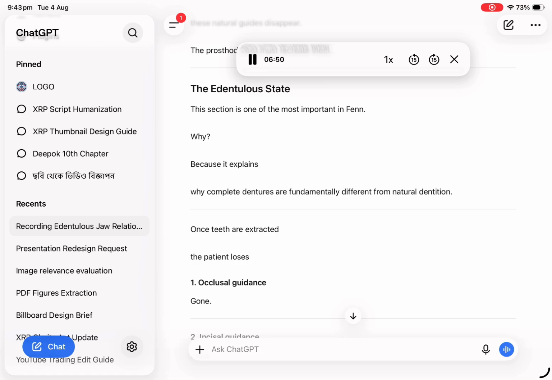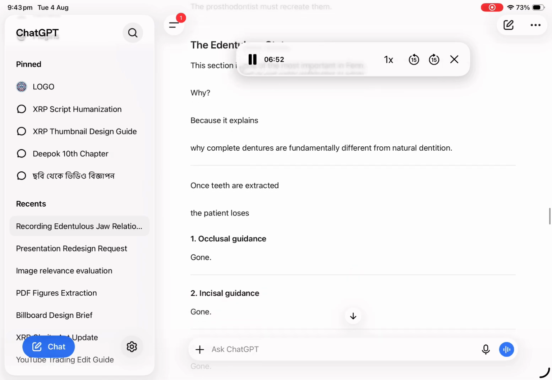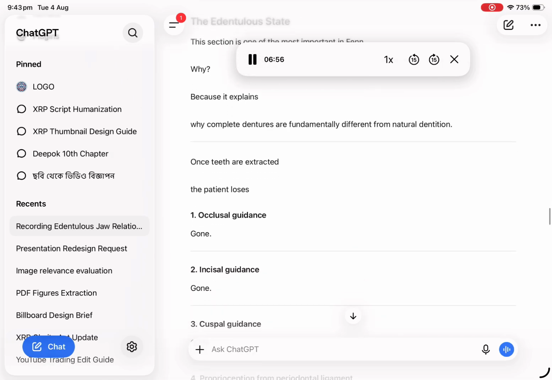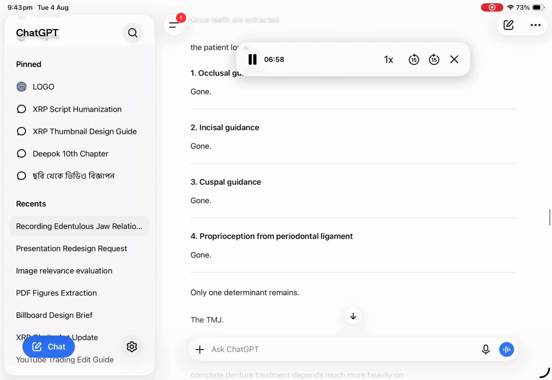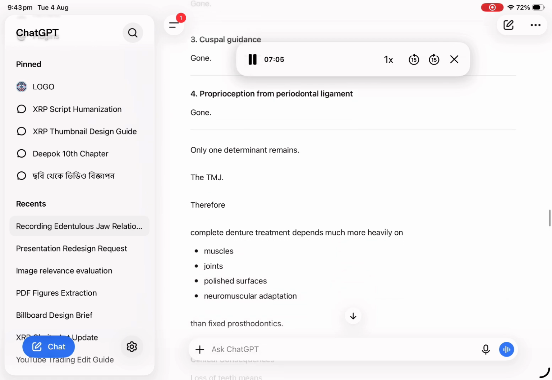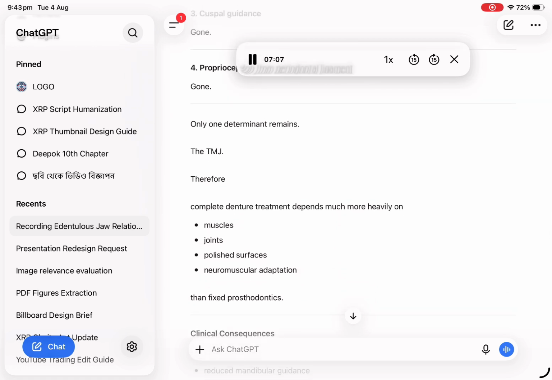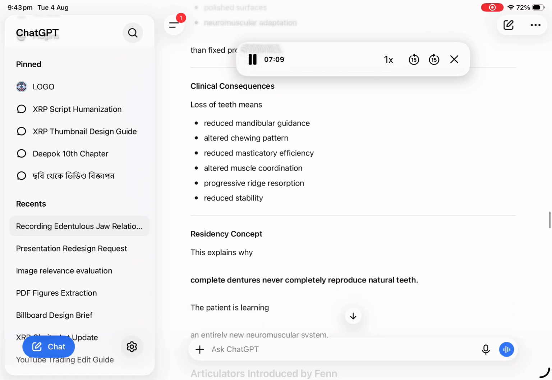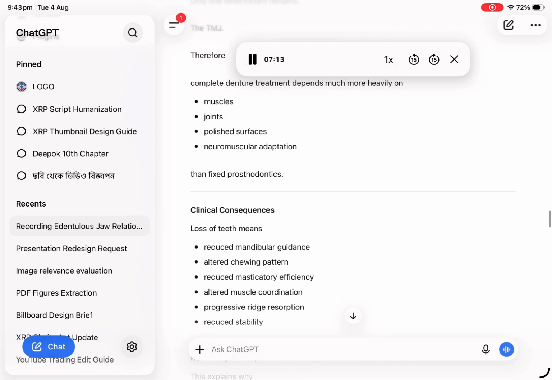Once teeth are extracted, the patient loses: 1. Occlusal guidance, gone. 2. Incisal guidance, gone. 3. Cuspal guidance, gone. 4. Proprioception from the periodontal ligament, gone. Only one determinant remains, the TMJ. Therefore, complete denture treatment depends much more heavily on muscles, joints, polished surfaces, and neuromuscular adaptation than fixed prosthodontics.